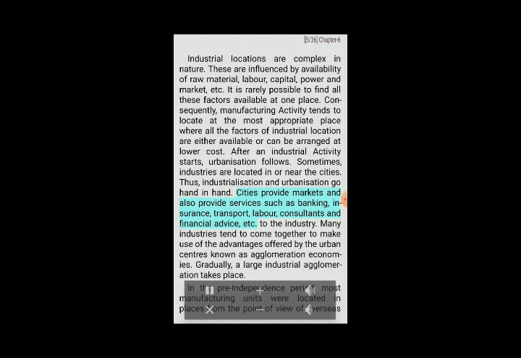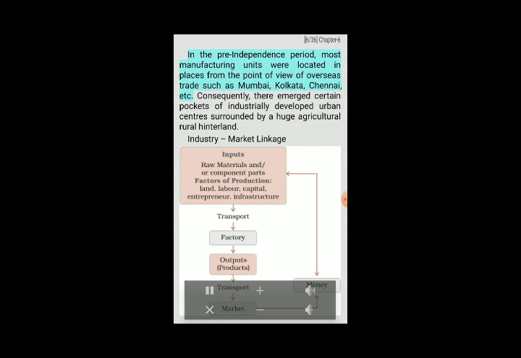Cities provide markets and also provide services such as banking, insurance, transport, labor, consultants and financial advice, etc. to the industry. Many industries tend to come together to make use of the advantages offered by the urban centers, known as agglomeration economies. Gradually, a large industrial agglomeration takes place.